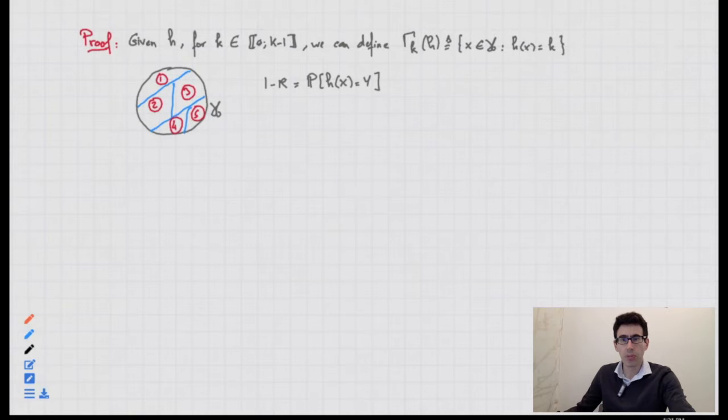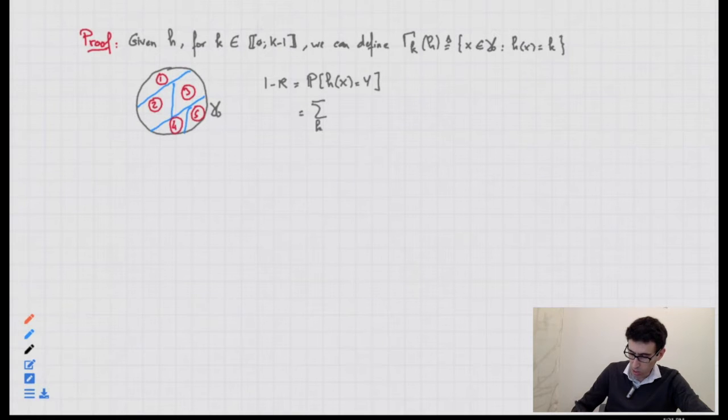And what we're going to do is express that quantity in terms of the decision regions. The way I'm going to go about it is as follows. The first thing I'm going to do is expand this term here using the law of total probability. Specifically, I'm going to write it as a sum from k equals 0 to K minus 1, probability that y is equal to k times the probability that h of x is equal to k given y is equal to k.